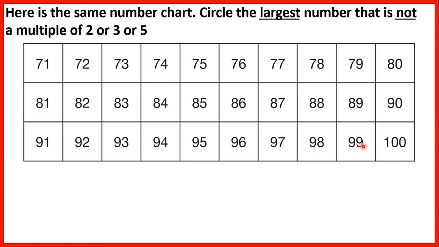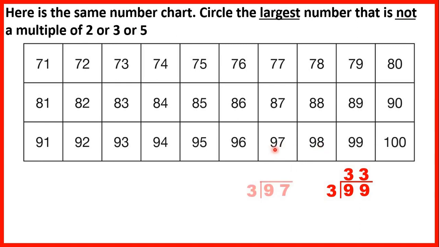So we know that 100 is a multiple of both 2 and 5 because it ends in a 0. Now to see if 99 is a multiple of 3, we can divide 99 by 3, and when we do that, we don't get a remainder. So 99 is a multiple of 3, and we want a number that is not a multiple of any of these numbers. 98 will be a multiple of 2 because it's an even number, it ends in an 8.